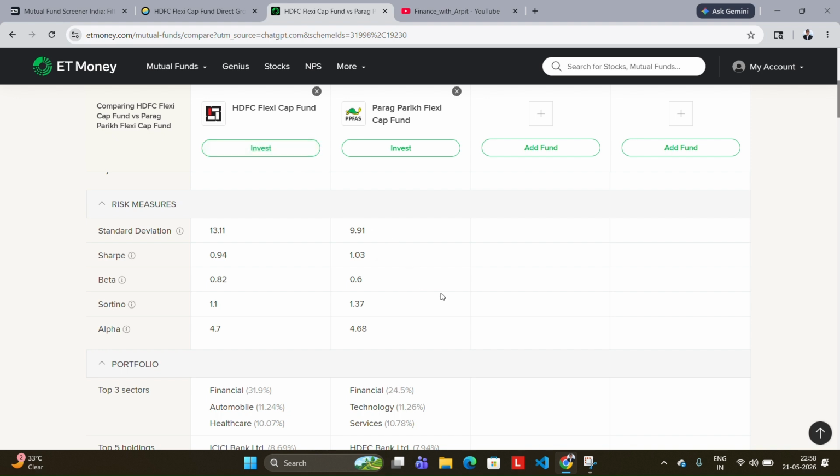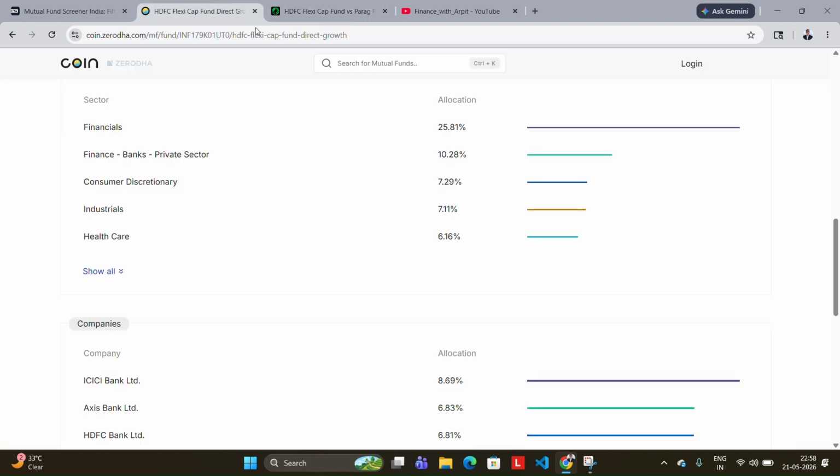So we can say that in two of them, Parag Parikh Flexi Cap is far better than the HDFC Flexi Cap Fund. But we should not judge a fund just on the basis of one or two ratios. There are many other things that we will see. So let's deep dive into it.